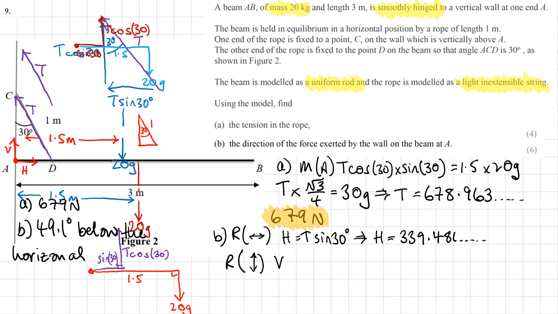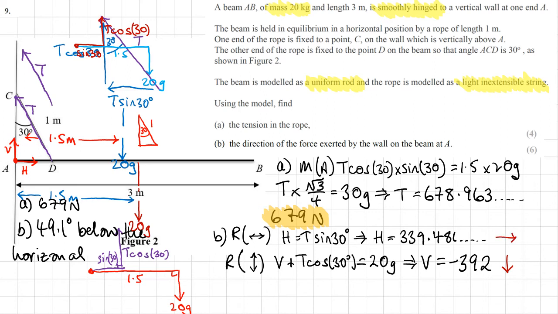And then if I resolve vertically to find the vertical component, so what do I have? I've got V going up, and then I've got T cos 30 going up, and that's going to equal the force which I have down, which is 20G. So again, if I try and use the exact answer for T, which I got in the previous section, or at least to a couple of decimal places, and rearrange this for V, I get negative, actually get an exact answer, negative 392. So that's actually telling me that the vertical part of the force is acting downwards. The horizontal part I got in the right direction.